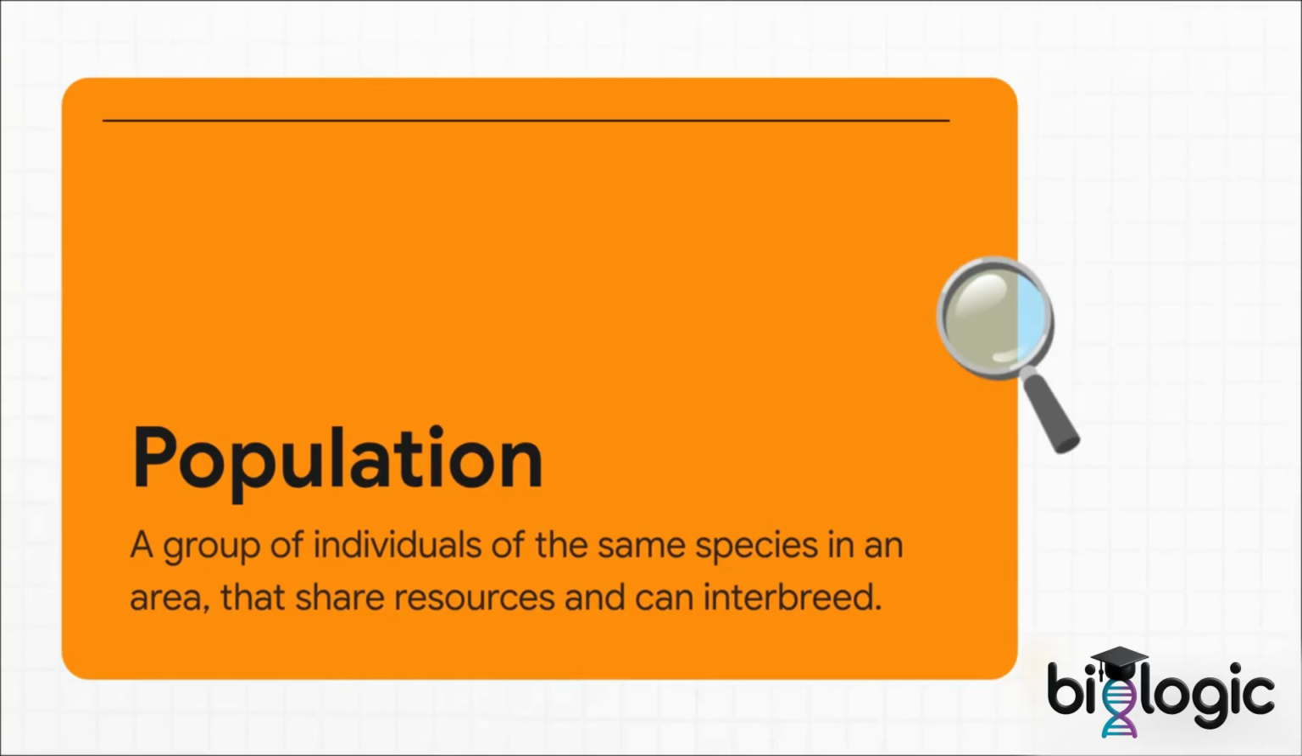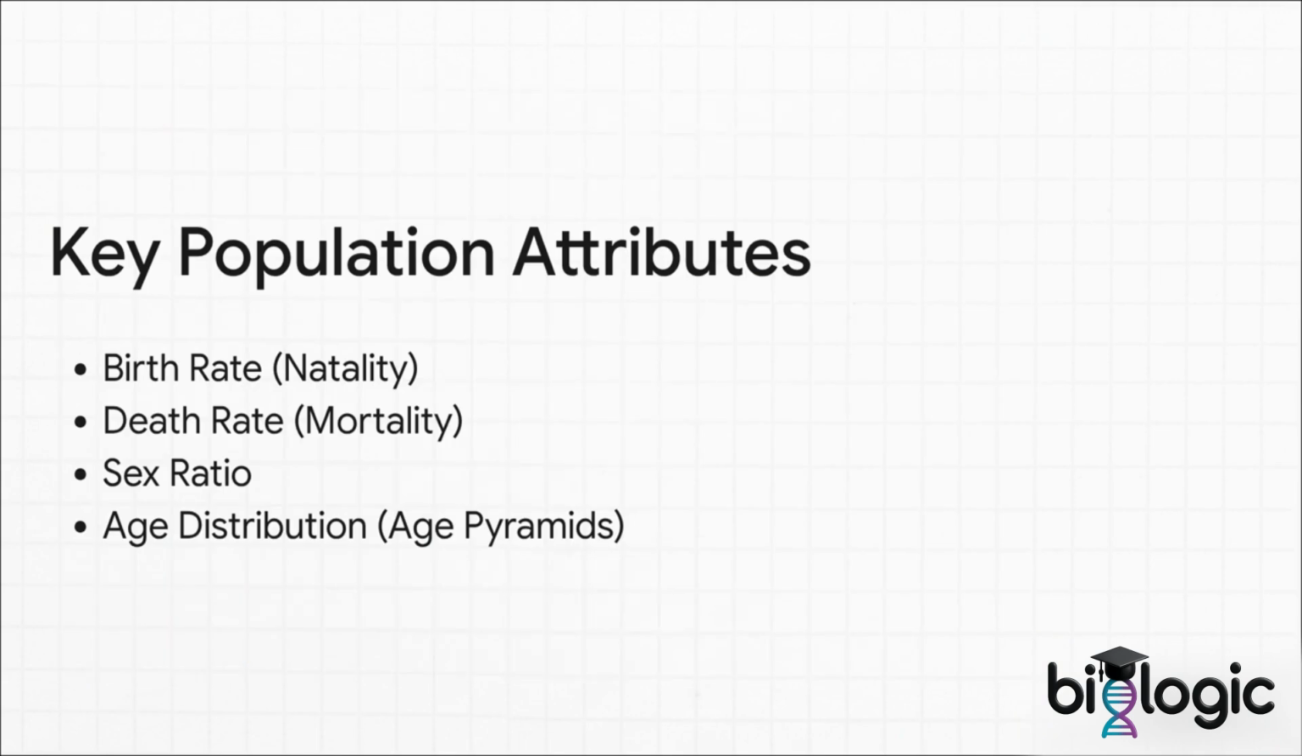It's a group of individuals, all from the same species, living in the same area, who can share resources and, critically, who can interbreed. So think about all the tigers in a reserve, or all the bacteria in a petri dish. That's a population. And this is a big deal, because this is the level where natural selection actually works its magic to create evolution.